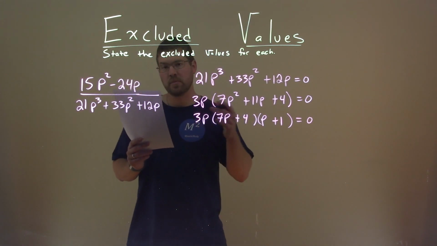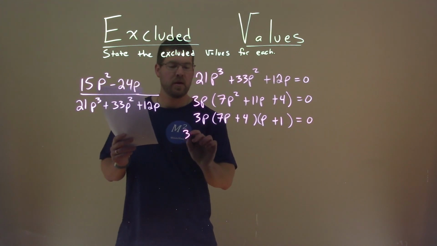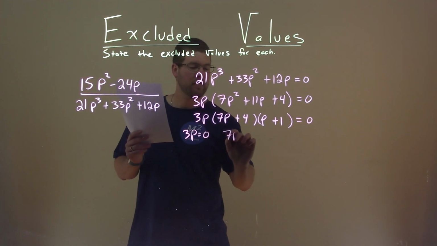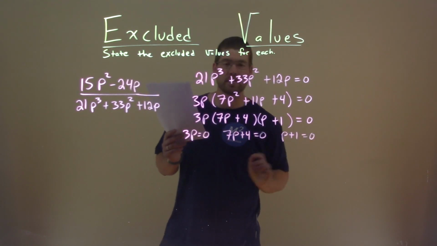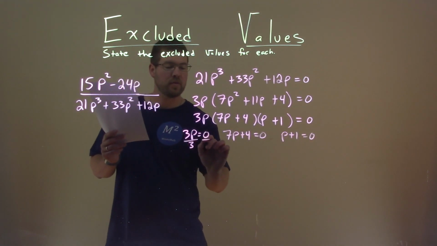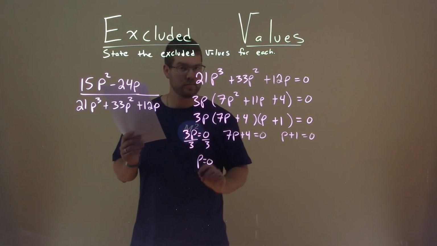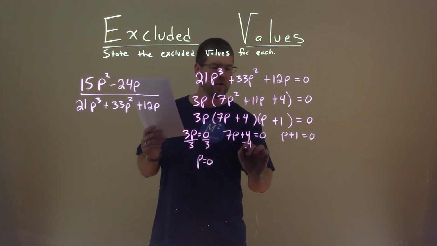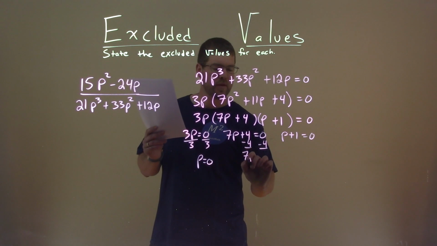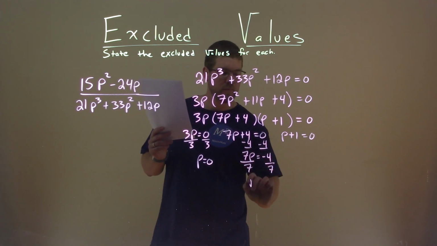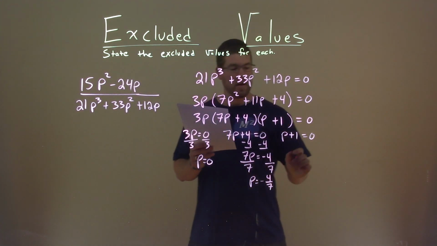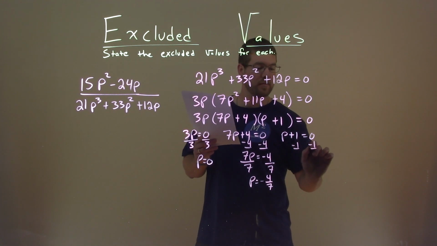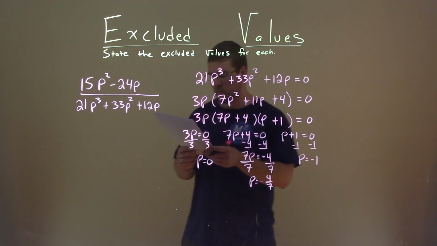We can set each part equal to 0 and solve. 3p equals 0, 7p plus 4 equals 0, and p plus 1 equals 0. Divide 3 to both sides, and p equals 0. Be careful there. Subtract a 4 to both sides here. We have 7p equal to negative 4. Divide both sides by 7, and p equals a negative 4 sevenths. Here we're going to subtract 1 to both sides, and p equals a negative 1.